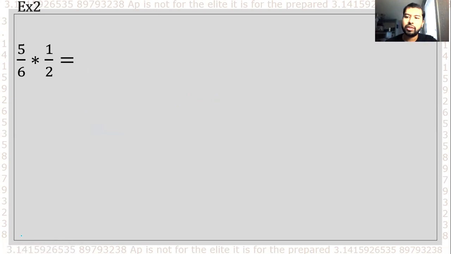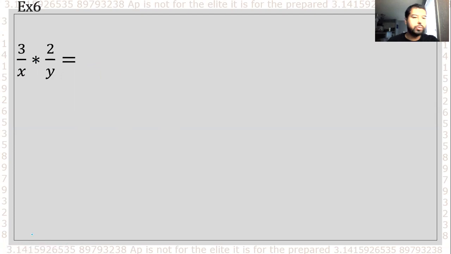Go ahead and pause the video and give this next one a try. Okay, so multiplication right here, we can multiply, and we get to see 1 times 5 is 5, and 6 times 2 is 12. Okay, and we can see that this is an even number, this is an odd number, so we cannot simplify here for this example.